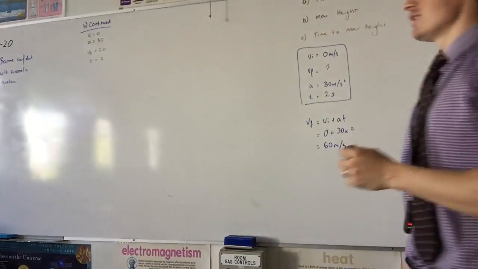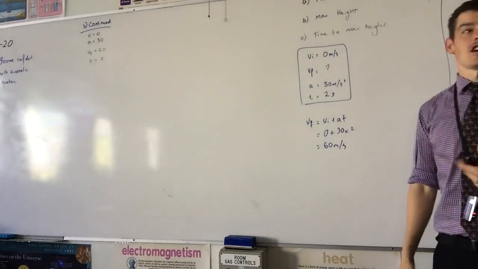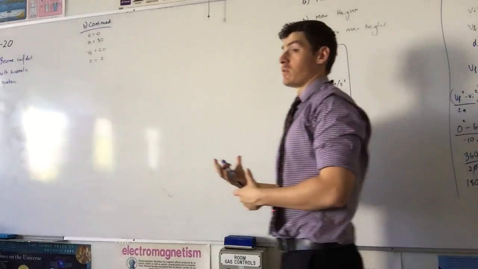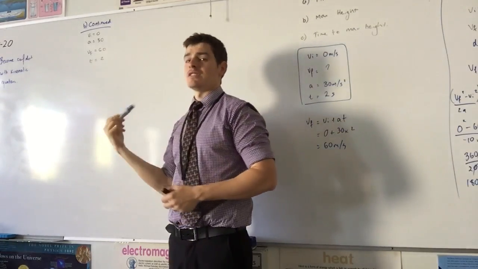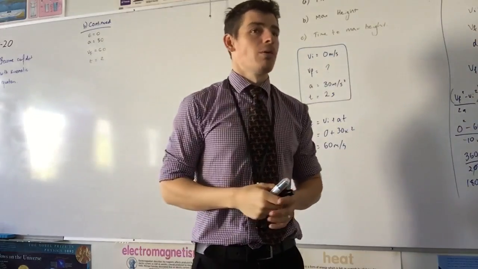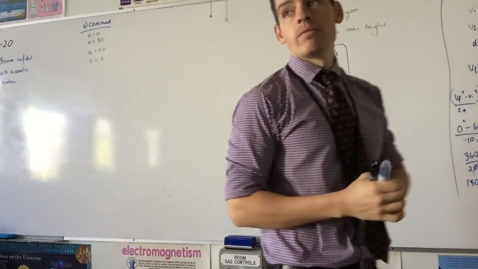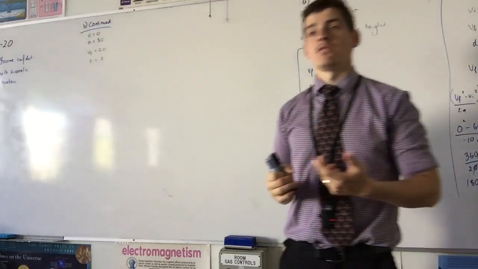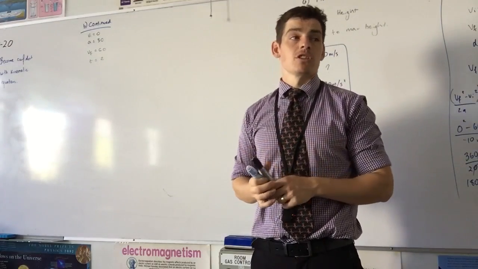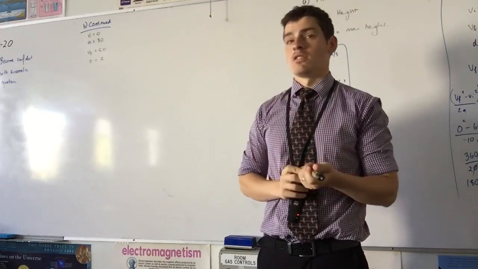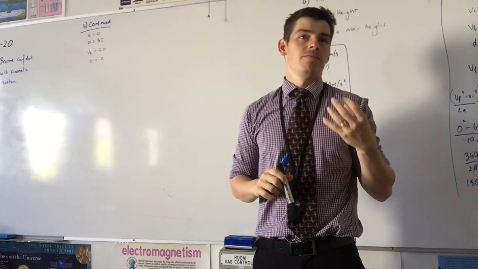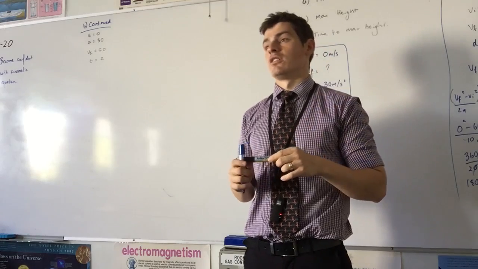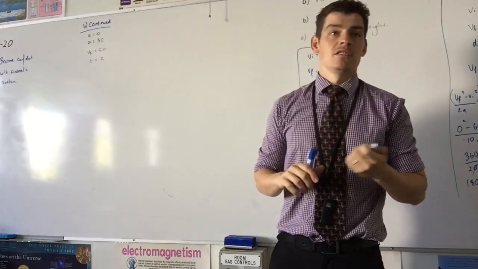So now we have to look at the first section, so we're going back to the original values that we had. So VI is 0, A is 30, VF is 60, T is 2. What does that tell you about what we can do with this? What do we want to know? Displacement. So what equations can we use? How many values do we have here? How many do we need? 3. So we can use any equation here, providing it has D in it.